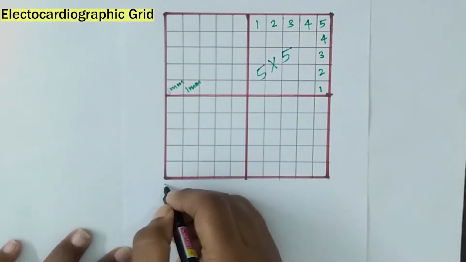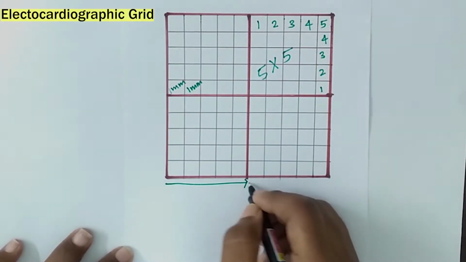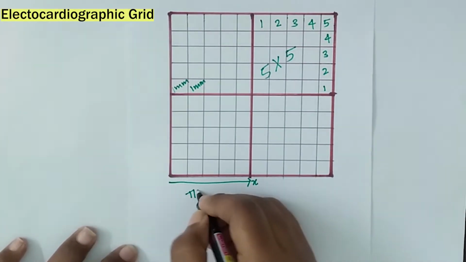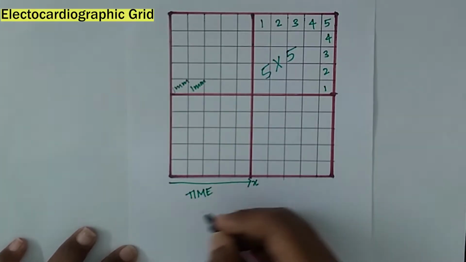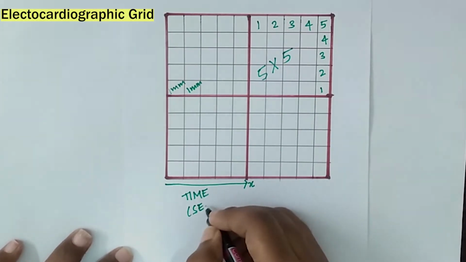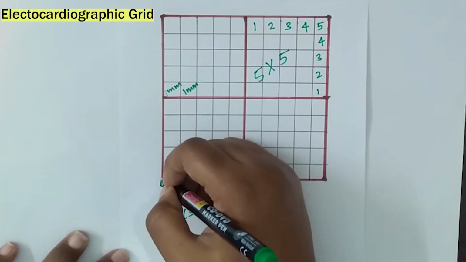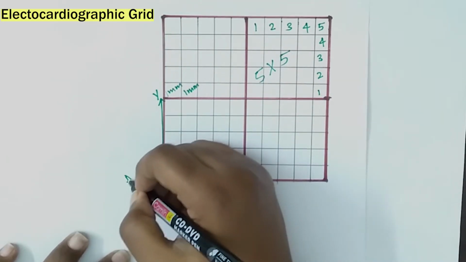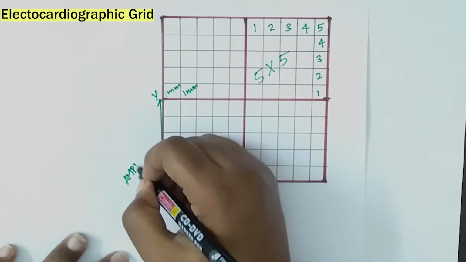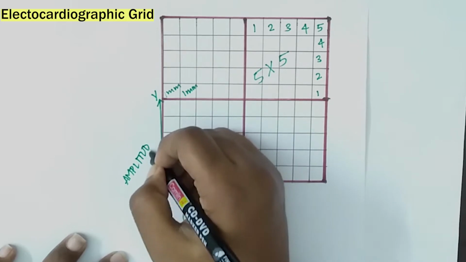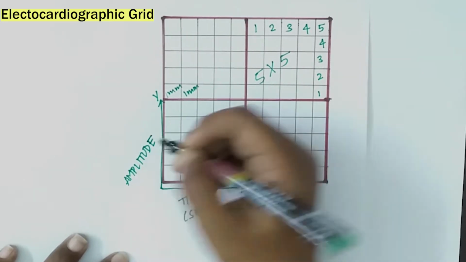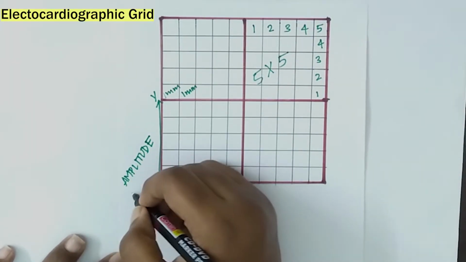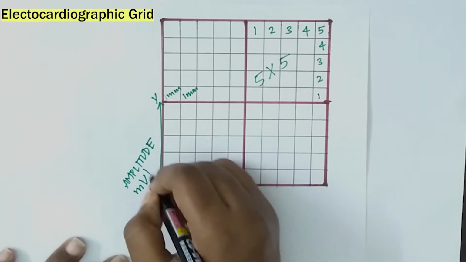So as in any other graph, on x-axis we have time or duration, unit is second, and on y-axis here we have amplitude, the intensity at which the electrode, the ECG lead, is receiving the signals from the heart, is measured here on y-axis, and the unit of amplitude is millivolt.